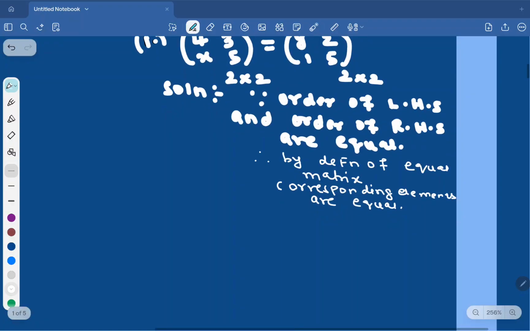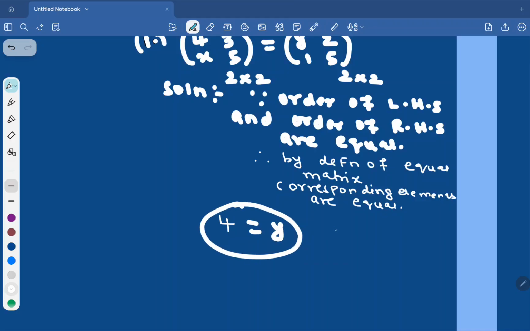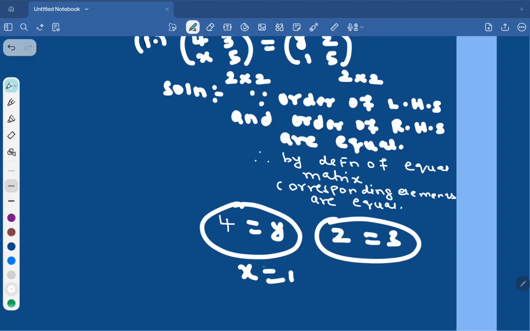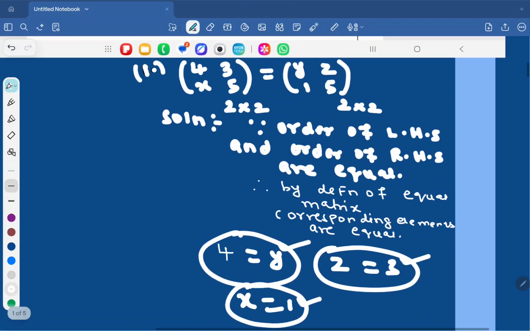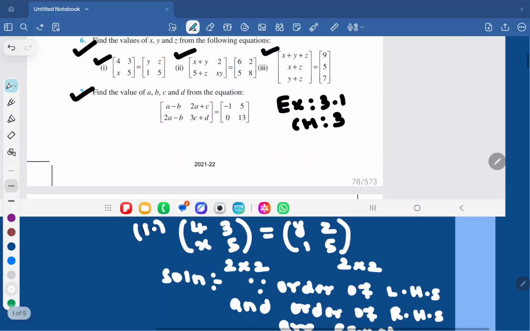Corresponding elements are equal means 4 equals y, z equals 3, x equals 1. Therefore, x is 1, y is 4, z is 3. Subdivision over. Now I am going to discuss the second one.